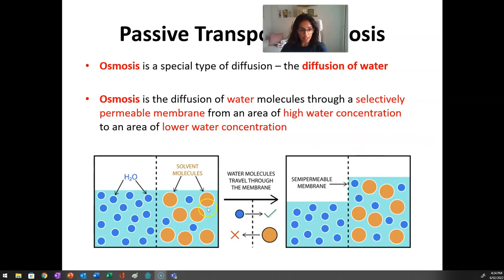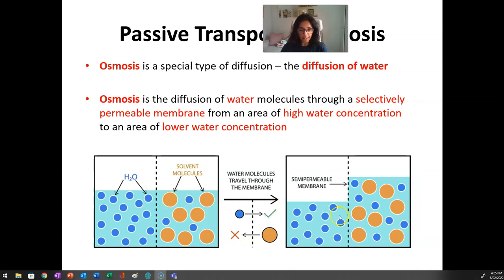So in this cartoon here, I've represented that dotted line as our selectively permeable membrane. On the left hand side here, we've got pure water. And on the right hand side we've got solute molecules, so that could be anything like sugar or salt. So let's just say that that's a sugar molecule. These solute molecules are sugar dissolved in water.